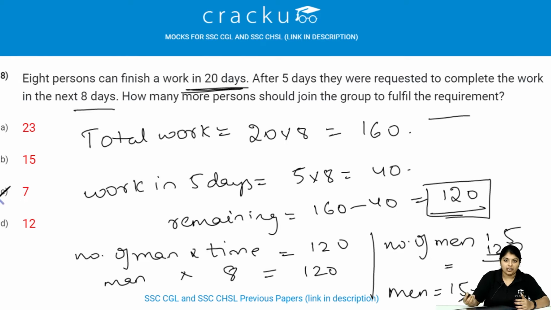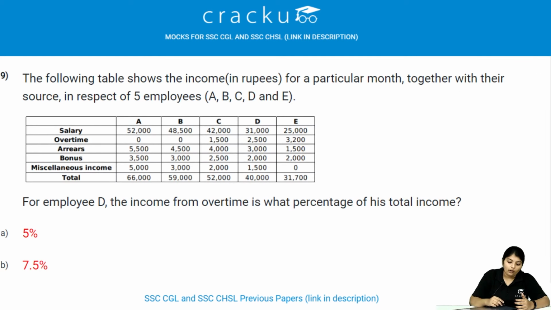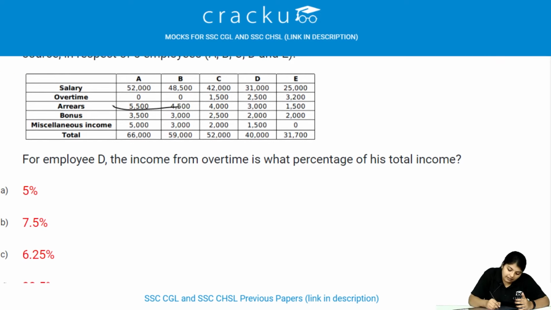Let us see the next one now. The following table shows the income for a particular month together with their source in respect of 5 employees. For employee D, the income from overtime is what percent of his total income? For employee D, income from overtime is 2500. It is what percent of his total income? Total income is given as 40,000.